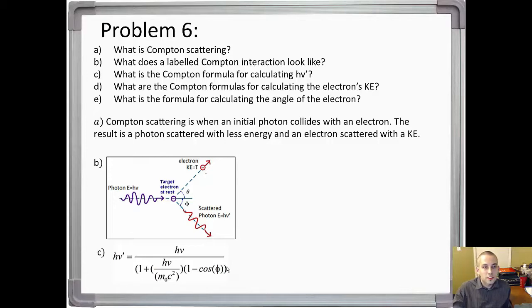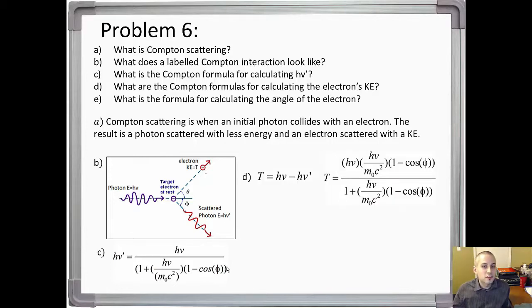So for part D, what are the Compton formulas for calculating the electron's kinetic energy? Focus in on this formula. This isn't really necessary. If you do need this formula, you could simply sub in the formula for hν prime and work it out. So this is the formula for calculating the electron's kinetic energy: initial photon energy, and this is the scattered photon energy. Subtract them.